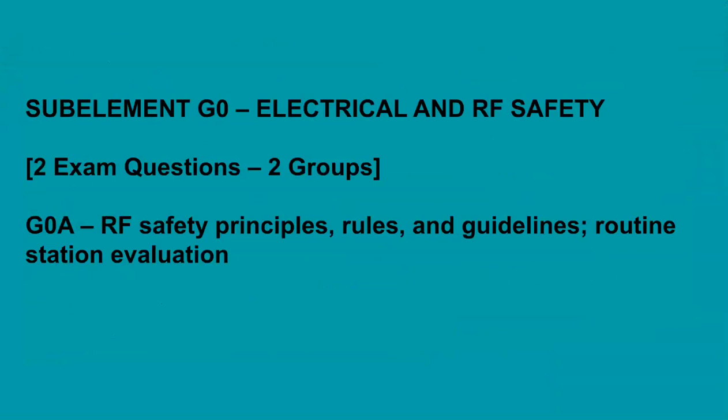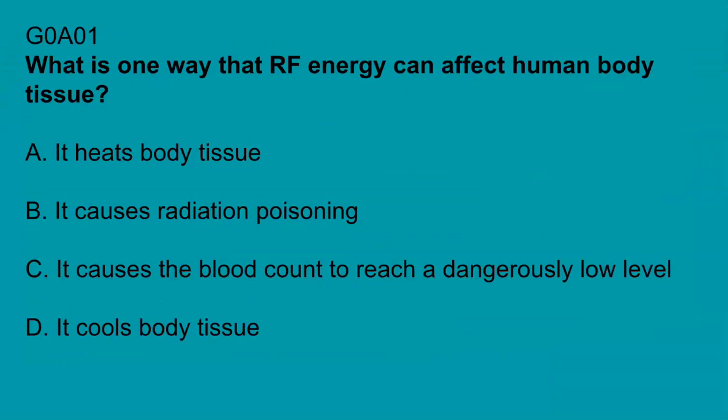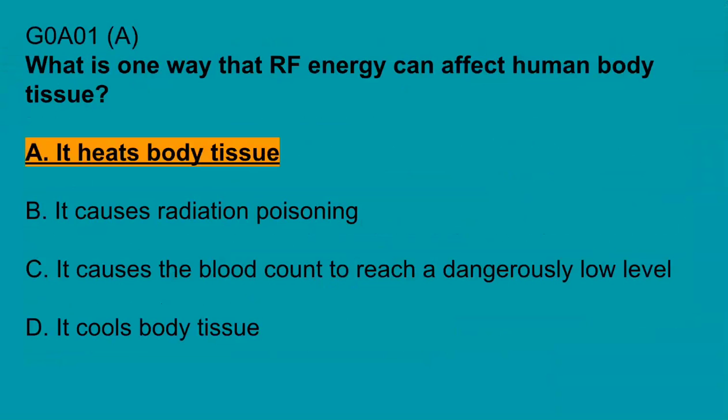Subelement G0, two groups. G0 is over electrical and RF safety. G0A covers RF safety principles, rules, guidelines, routine station evaluation. G0A01, what is one way that RF energy can affect human body tissue? It heats body tissue.